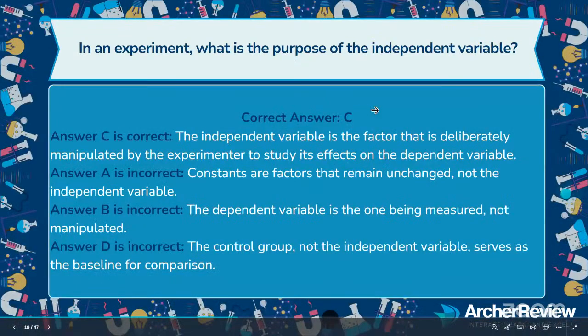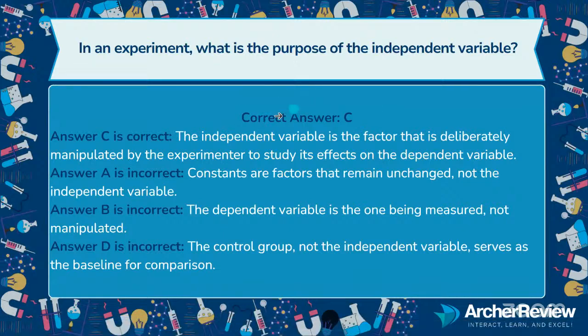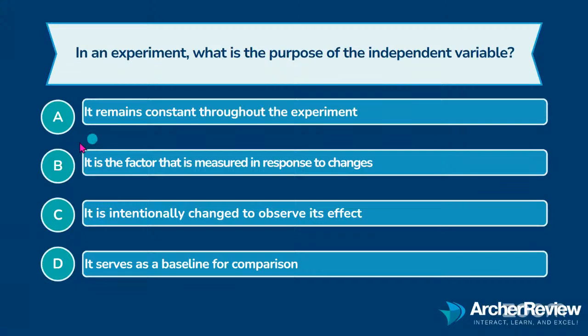Okay, our correct answer is C. The independent variable is the factor that we're changing. It's what we're deliberately manipulating. So let's take a look at the others.